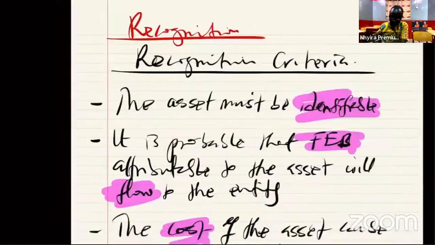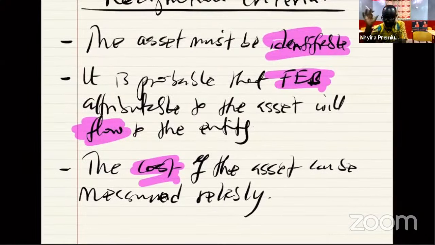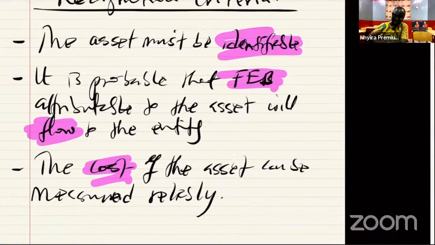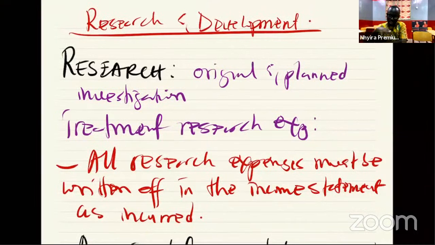So we've looked at the recognition criteria, that it should be a separately identified asset. It is probable that the future economic benefits attributable to the asset will flow to the entity, and the cost of the asset can be reliably measured. Then we've mentioned the issue about research. We said all research expenses should be written off in the income statement, the profit or loss account, as and when they are incurred. However, capital expenditure on research should be capitalized and amortized or depreciated over the useful life of the assets.